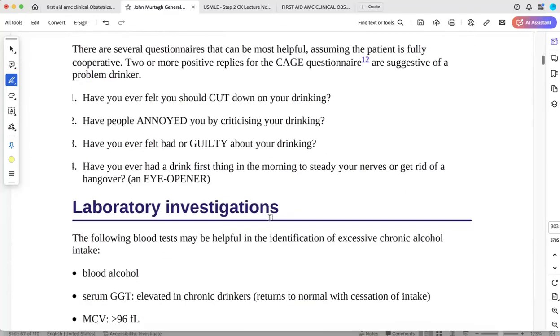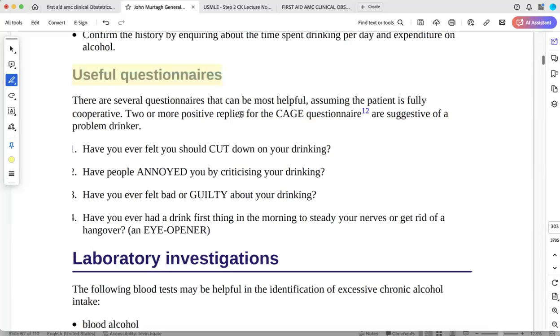For alcohol, again, we do these CAGE questionnaires for patients who are problem drinkers. And this questionnaire sometimes comes up in the exam. Among these 4 questions, this is the most important question that indicates the patient actually has a severe alcohol addiction. If a patient says that they need to drink alcohol first thing in the morning to steady their nerves, that means that patient is highly addicted to alcohol.